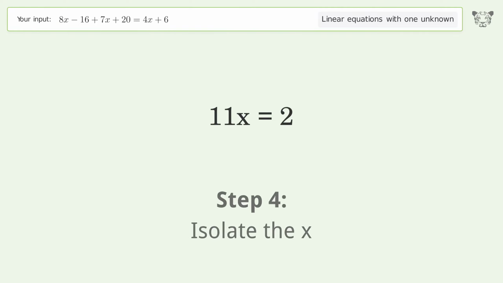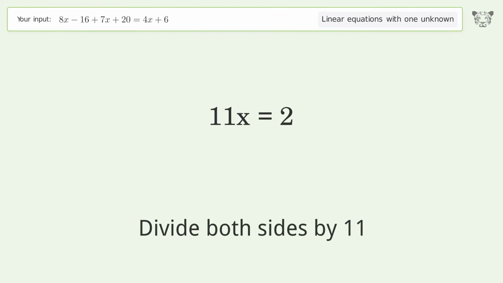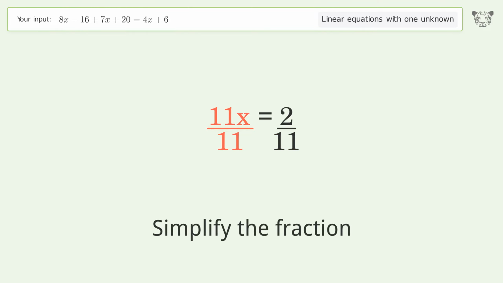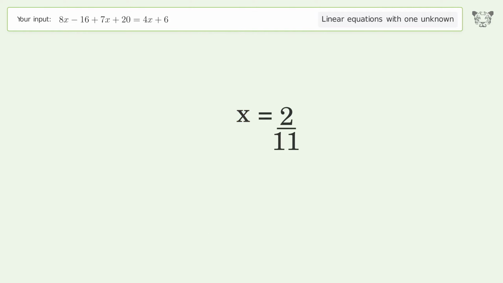Isolate the x. Divide both sides by 11. Simplify the fraction. And so the final result is x equals 2/11.